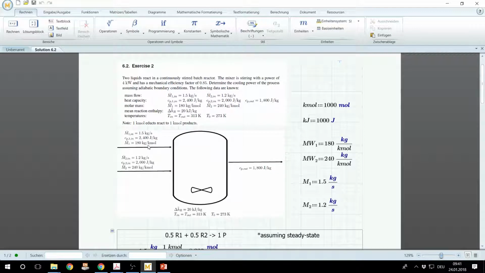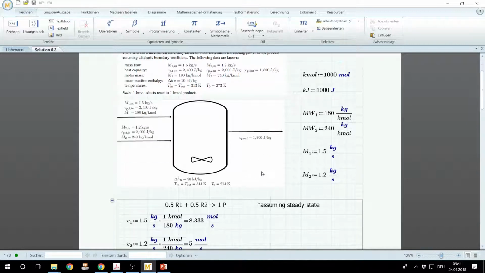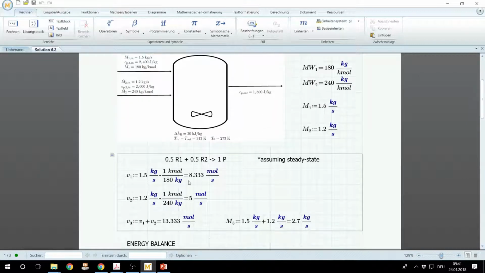In exercise 6.2, you're given two streams that are flowing into a reactor, one stream that is flowing out. I've copied the information about the streams and the outlet here to this picture. Using the flow rate and the molar mass, you can calculate the flow rate in moles per second for each stream.